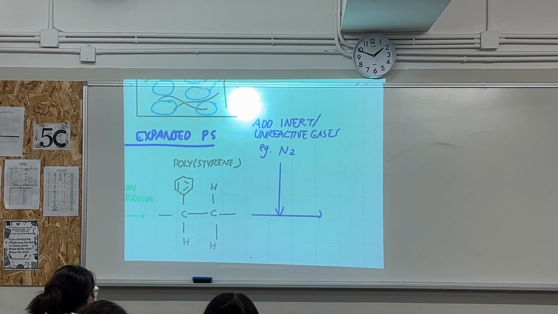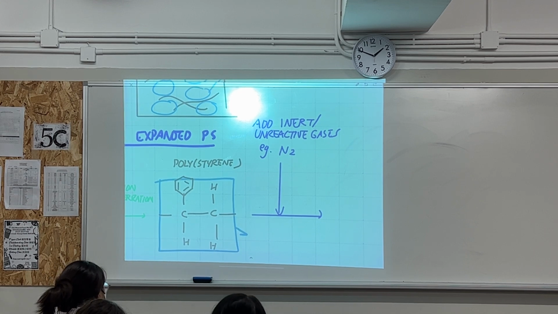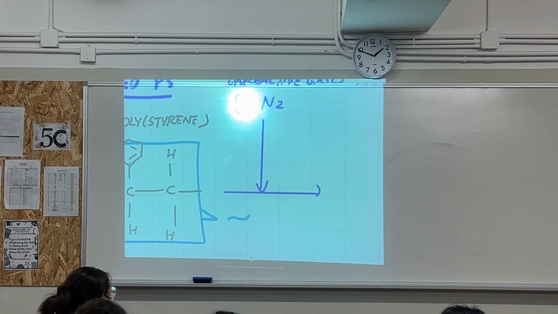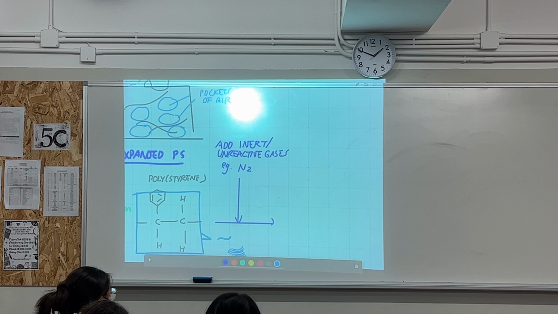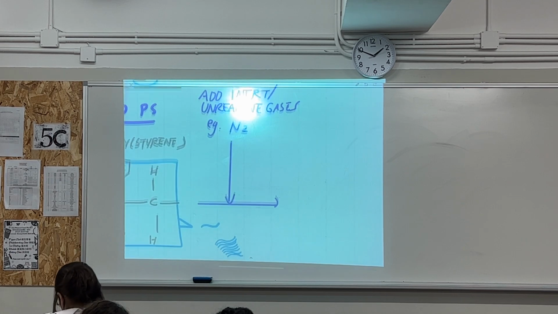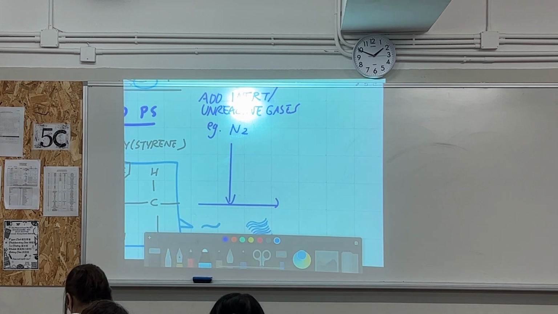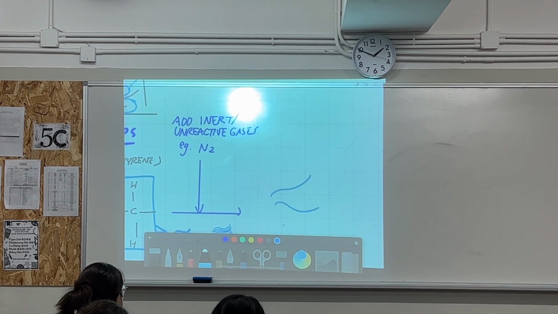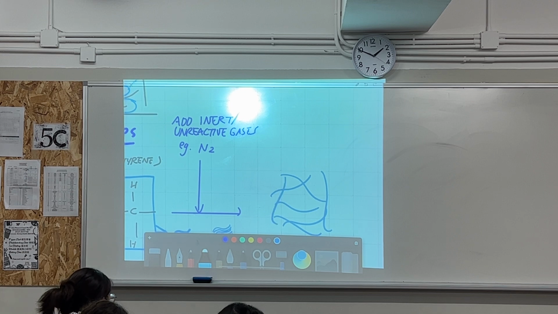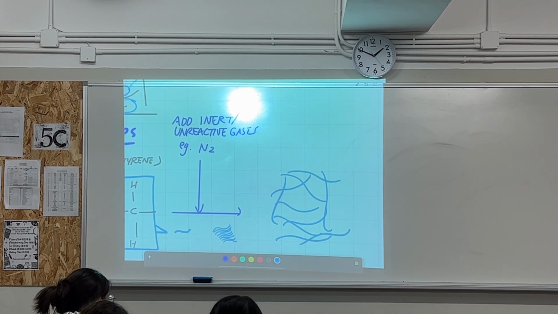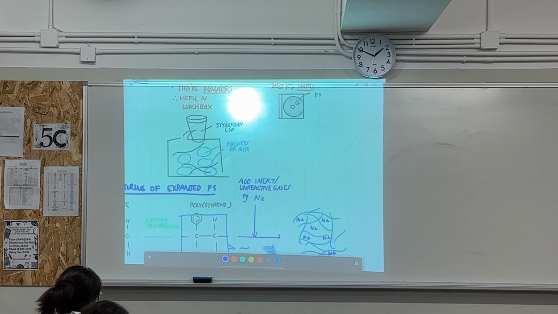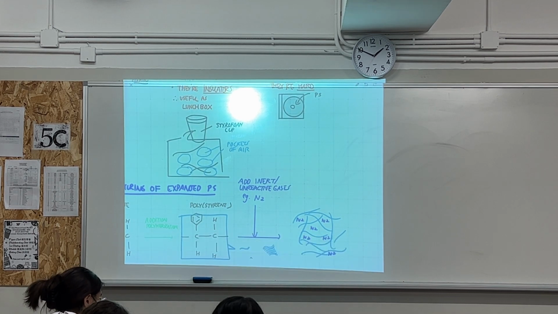So the polymeric structure is actually the same. So you still have the styrene. You can simplify this into a single thread. In polystyrene, you will just have them stacked on top of one another very, very tightly. But when you blow these inert, unreactive gases into the polymeric structure, what you end up getting is these many gaps in between. So you have these pockets of air inside the structure, and this will be what expands the polystyrene into expanded polystyrene. So is that clear?